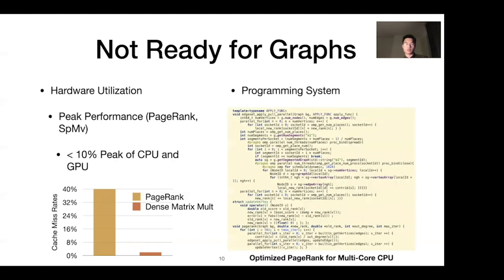In terms of programming systems, right now, if you want to write a scalable application such as PageRank on sparse graphs, working on a multi-core machine that's optimized for cache and NUMA, your best bet is still using OpenMP and Cilk APIs that are pretty low level and hard to use.